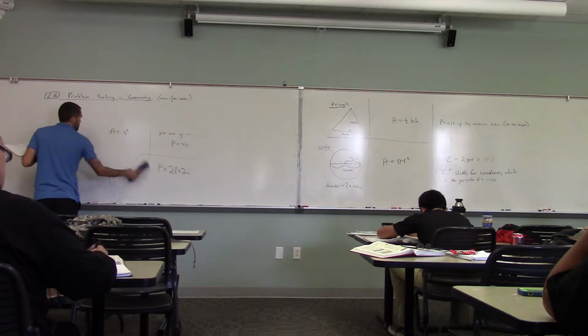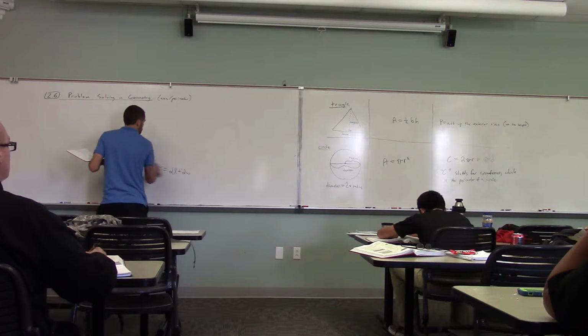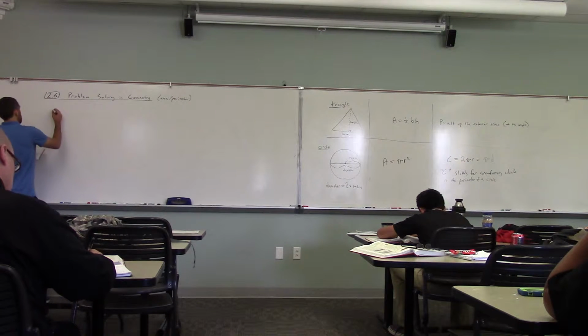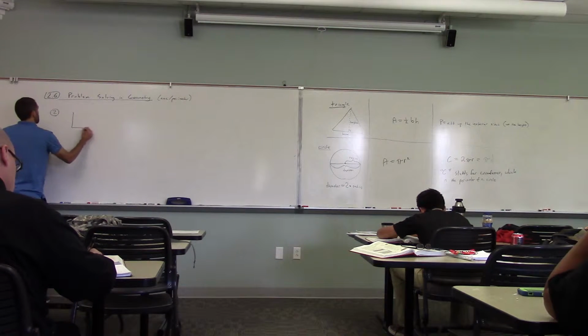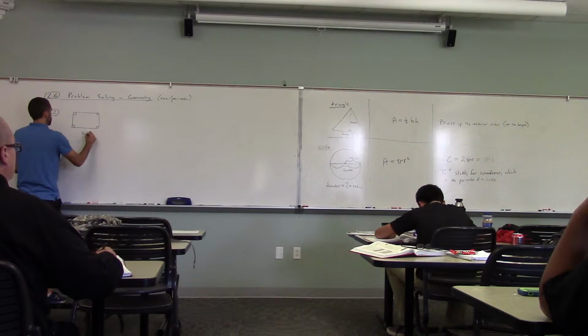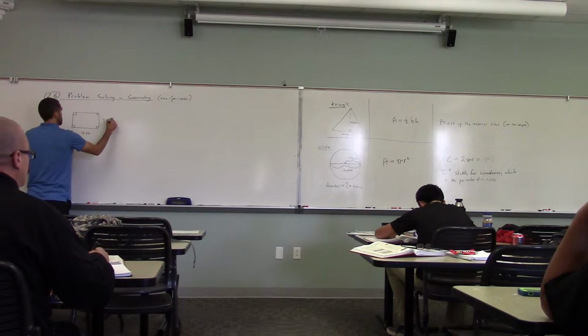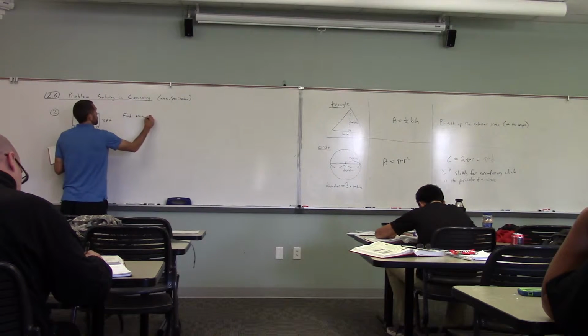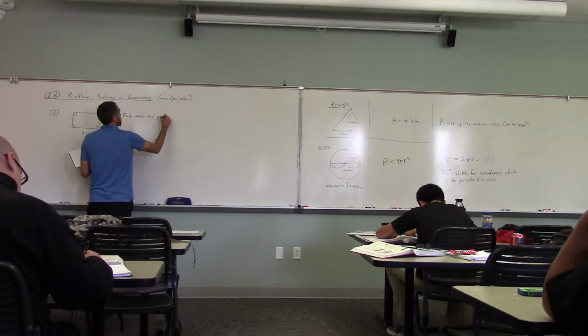So, examples, we'll start with something like number 2, which gives you a rectangle. You know it's a rectangle because of the 4 right angles. And it gives you 4 feet by 3 feet and says find area and perimeter.